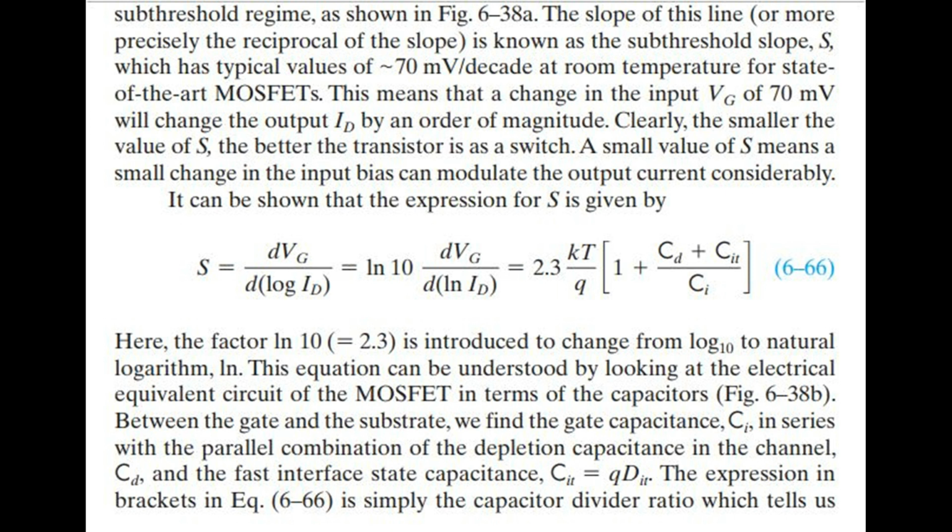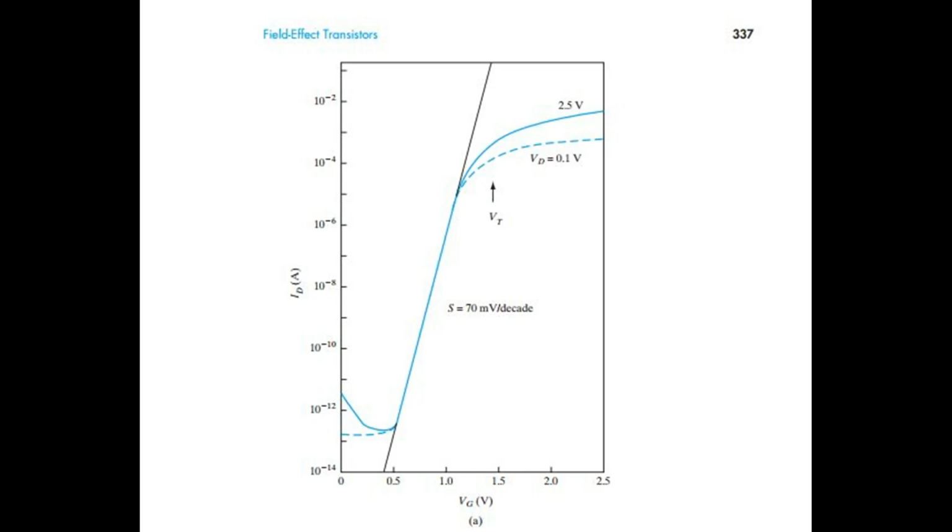This equation can be understood by looking at the electrical equivalent circuit of the MOSFET in terms of the capacitors, Fig 638b. Between the gate and the substrate, we find the gate capacitance, Ci, in series with the parallel combination of the depletion capacitance in the channel, Cd, and the fast interface state capacitance, Cit equal Qdid. The expression in brackets in EQ 666 is simply the capacitor divider ratio, which tells us what fraction of the applied gate bias, Vg, appears at the silicon dioxide interface as the surface potential.